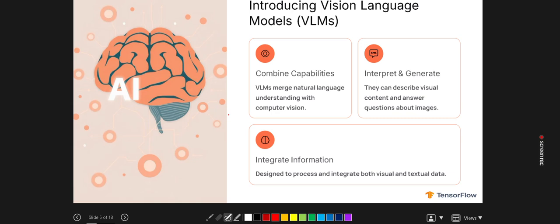Now introducing VLMs. VLMs merge the natural language we already discussed with computer vision, and then they can describe the visual content and answer questions about the images, and they are designed to process and integrate both visual and textual data. So for example, if I train a model on the images and the related captions, then I can just give an image and ask questions related to the image, and it can give me answers. It can understand the image and the data. All right.